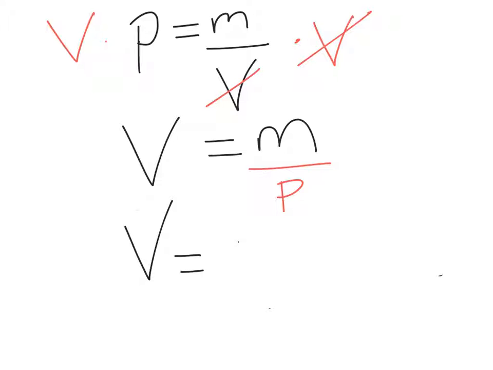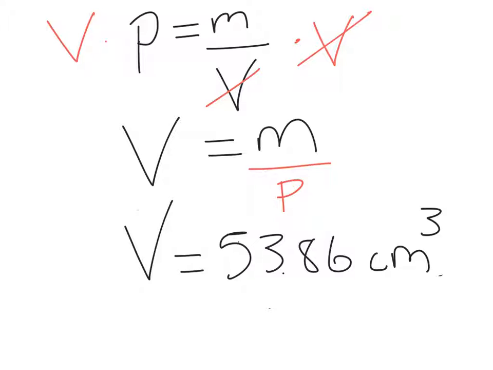There we go. And what that will leave me with is a volume equal to 53.86 centimeters cubed. And that's our first part. We've now used what we know about density, mass, and volume to solve for my volume V. In our last step, we're going to take this volume and plug it into our equation for the volume of a cylinder or rod to solve for the radius.